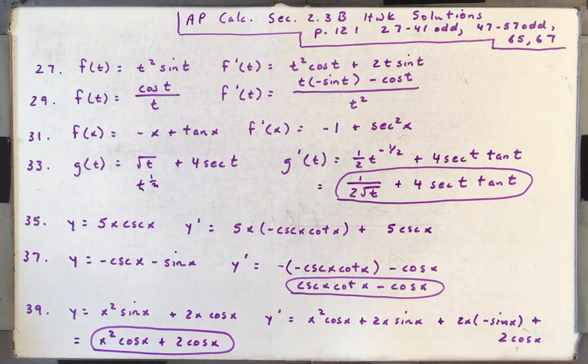Now, you might see here that 2x sine x, and then you have a negative 2x sine x here. That goes away. I do expect you to go ahead and cross those two out and give me a final answer of x squared cosine x plus 2 cosine x. All right.